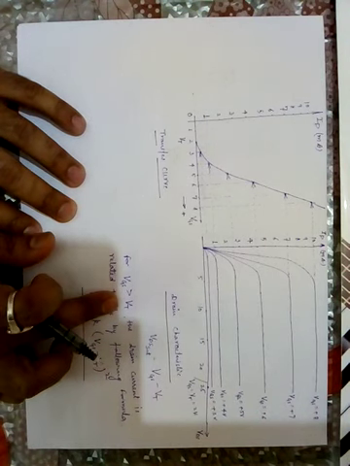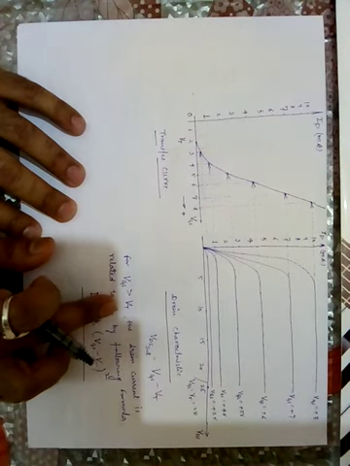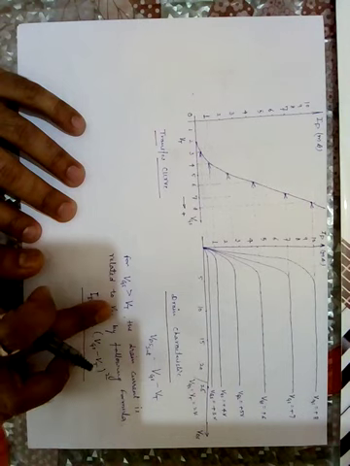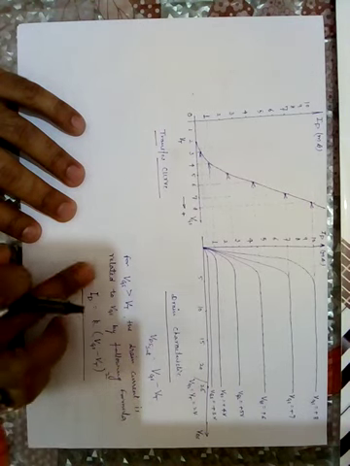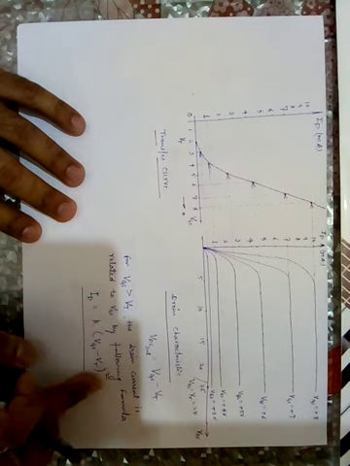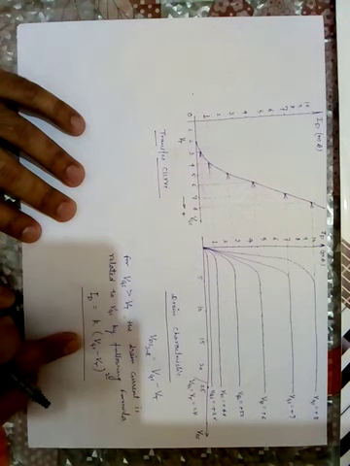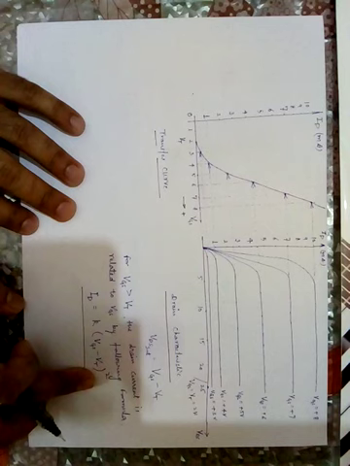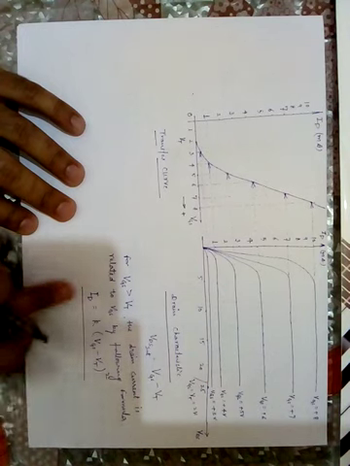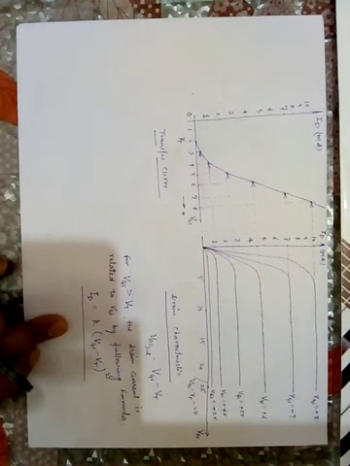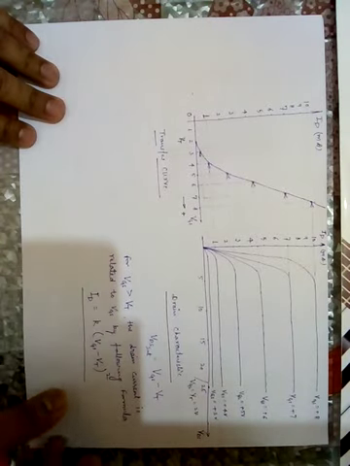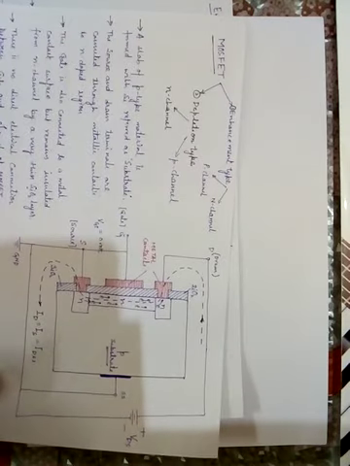For VGS greater than the threshold value, VT being the threshold value, the drain current is related to VGS by the following formula: drain current equals K, a constant, times (VGS minus VT) squared. So you must keep this in mind. So that was a small idea regarding MOSFET and JFET.